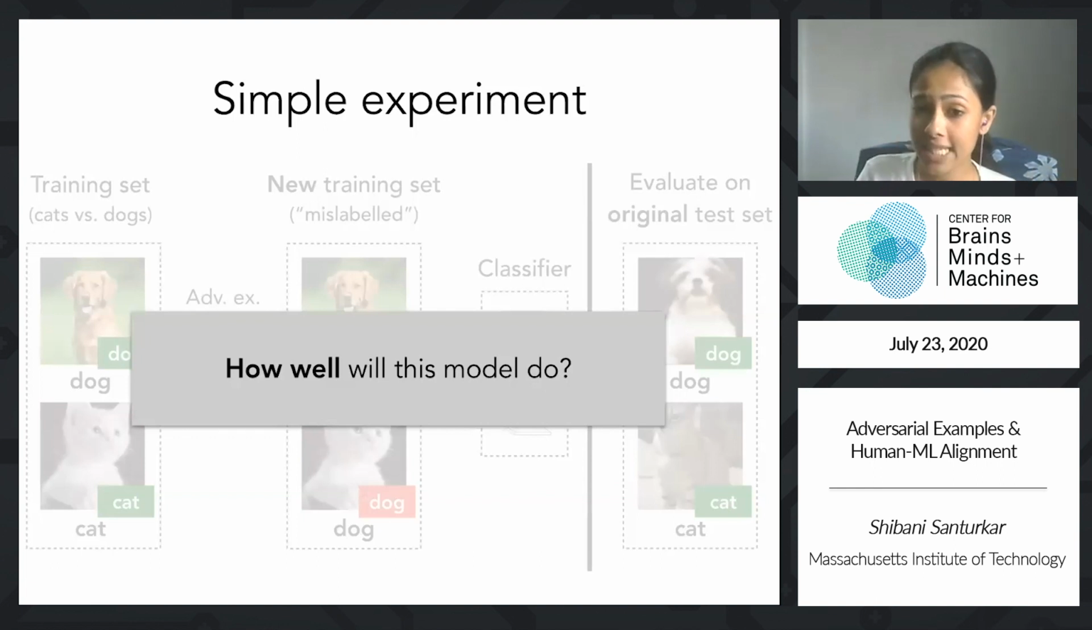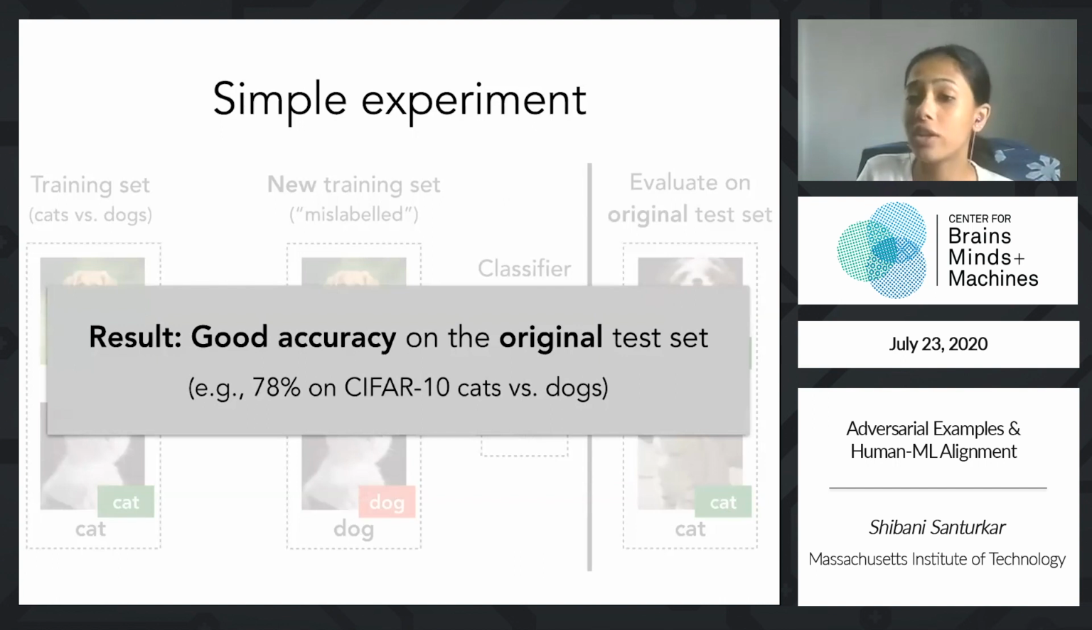But what we actually see with the machine learning classifier we trained is that it gets non-trivial accuracy. It gets close to 80% accuracy on the cat versus dog classification task. And we actually do this in our paper on the actual CIFAR task and the multi-class classification task, and this is true there as well. So this is really perplexing, because I trained a model on a data set that was completely mislabeled, and for some reason it was still able to predict correctly on the original test set.